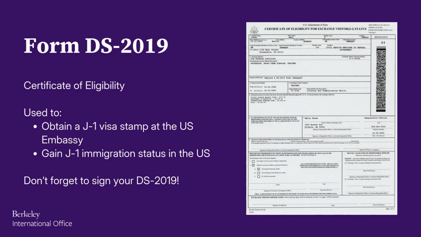The J1 Exchange Visitor Program Certificate of Eligibility, also known as the Form DS-2019, is used to obtain a J1 visa stamp at the U.S. Embassy and to gain J1 immigration status in the U.S. Most of you received your Form DS-2019 through a secure email and were advised to print and sign it at the bottom with a pen. If you have not signed it yet, please do so now. Before traveling internationally, you will also need to obtain a travel signature on your DS-2019, but we will tell you more about that later in this session.